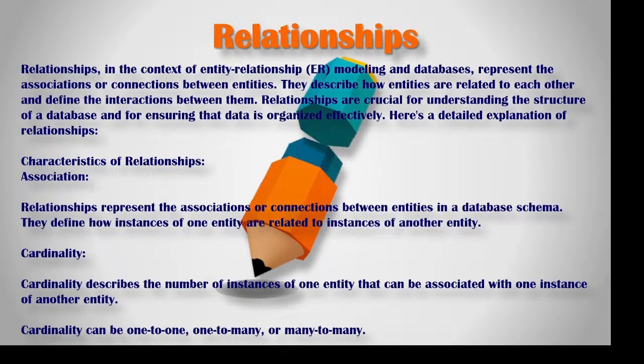Detailed explanation of relationships. Characteristics of relationships. Association. Relationships represent the associations or connections between entities in a database schema. They define how instances of one entity relate to instances of another entity. Cardinality. Cardinality describes the number of instances of one entity that can be associated with one instance of another entity. Cardinality can be one-to-one, one-to-many, or many-to-many.